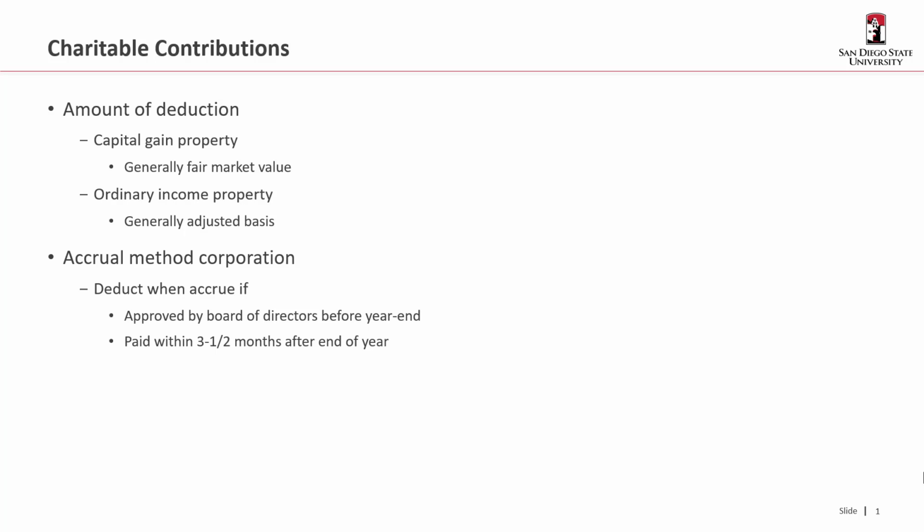An accrual method corporation does have one slight advantage, which is you can actually accrue a charitable contribution at year end if that contribution has been approved by the board of directors prior to year end and you pay it within 3.5 months after year end. So you're able to accrue back an expense you haven't paid for a charitable deduction as long as those two qualifications are in place.